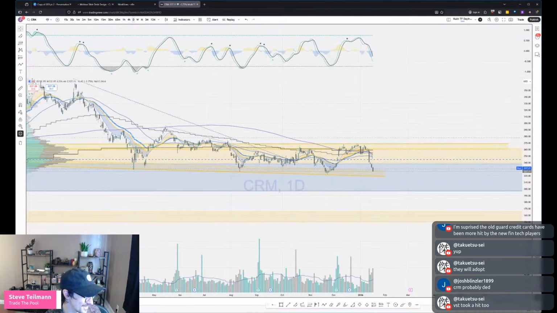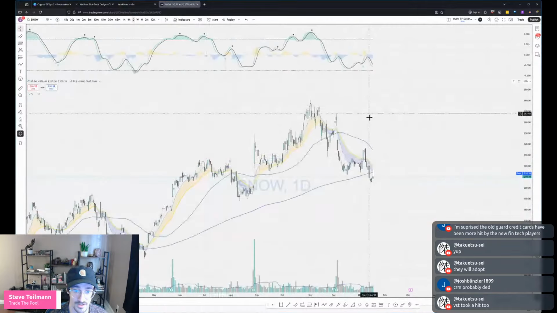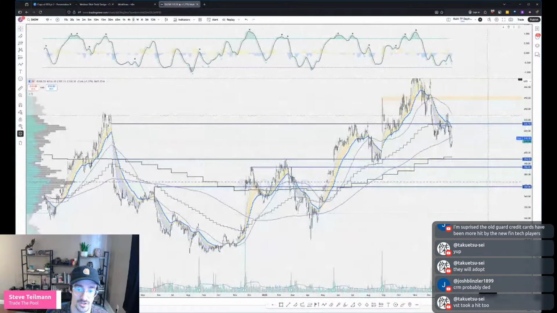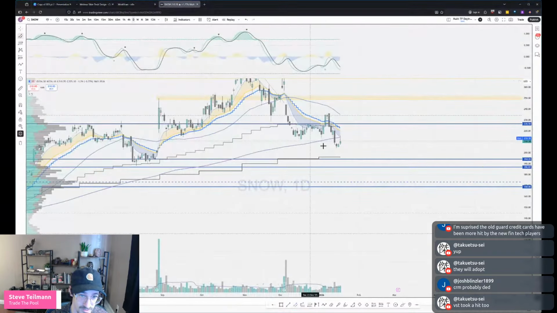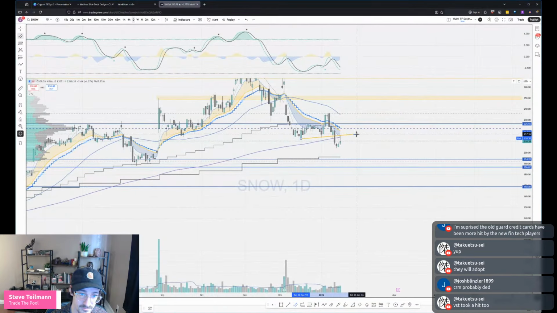All right, okay, guys. Promise, I'm going to go faster now. Okay, we talked CRM, we talked now. Let's talk snow and then move on. Another one that looks like a short to me. So I look at this as a bear flag.